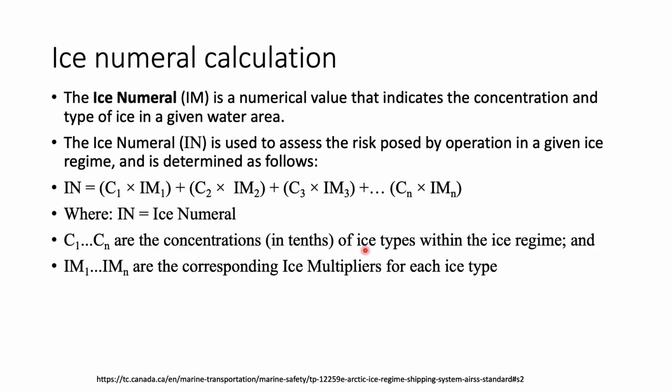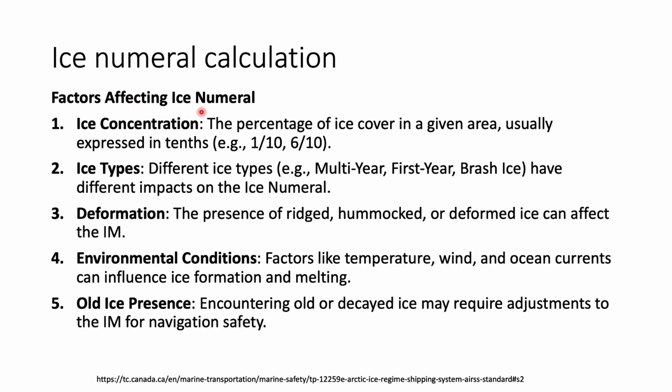are the concentrations of ice types within the ice regime, and IM1, IMn are the corresponding ice multipliers for each ice type. We had seen nine different ice types. So based on that, every ice type will have a particular numerical value which can be used for the calculations. What are the factors that affect the ice numeral? One is the ice concentration, the percentage of ice cover in a given area, usually expressed in tenths. That's what I said, like 1/10, 6/10, 5/10.